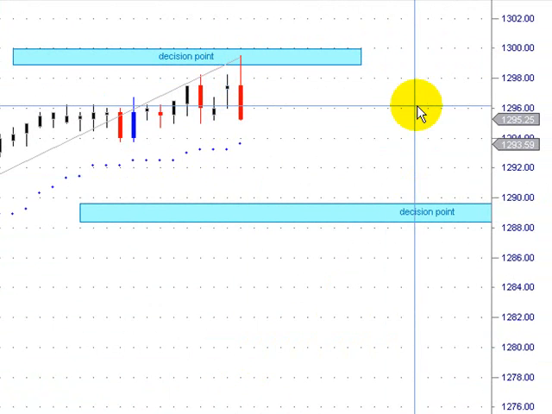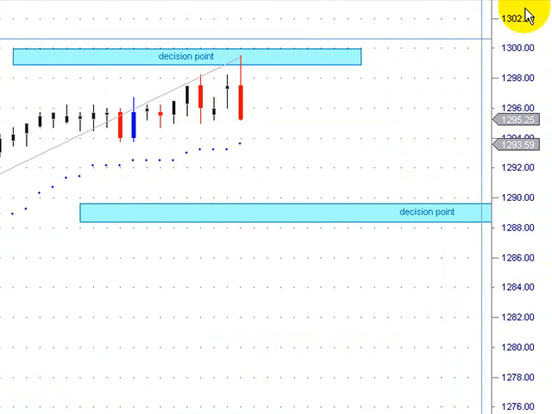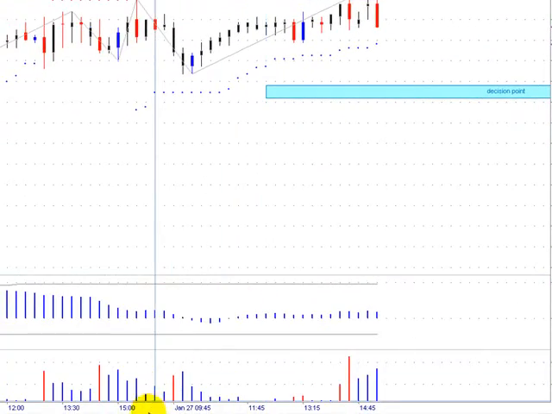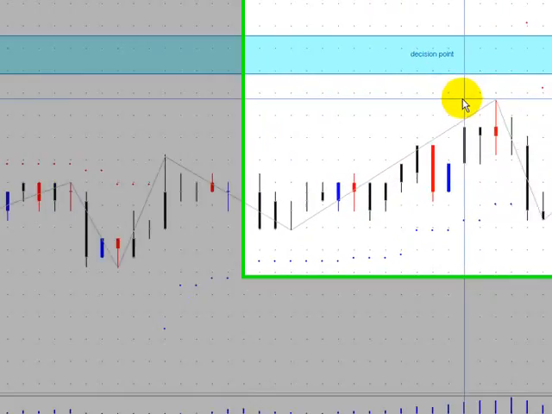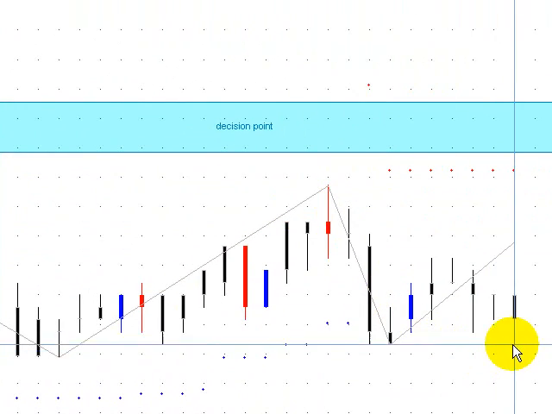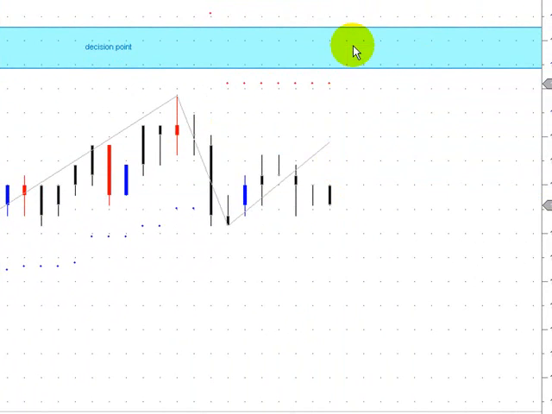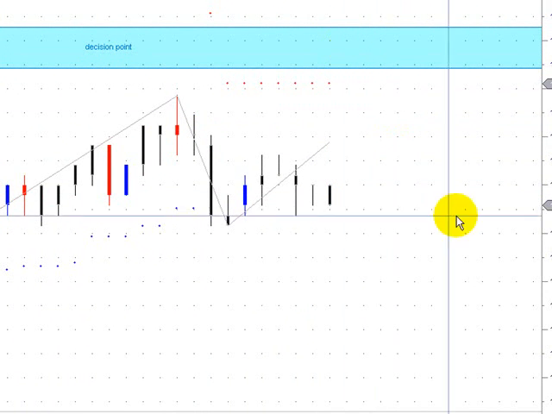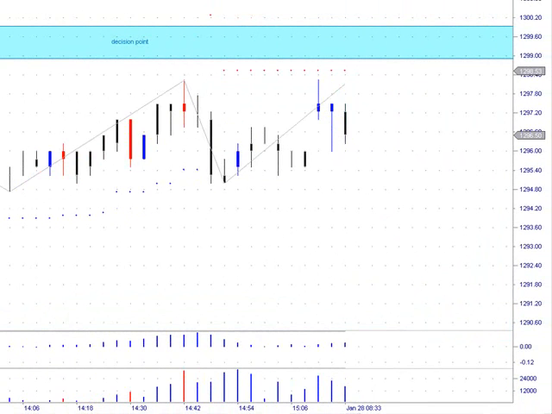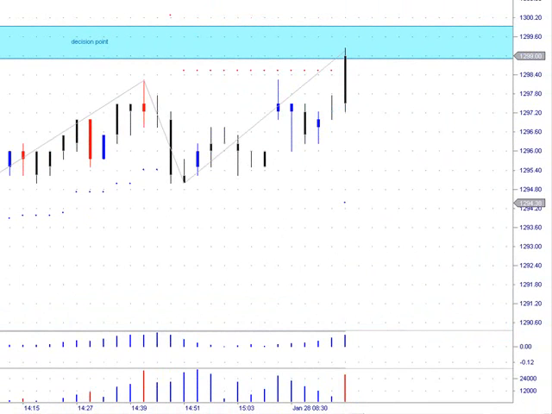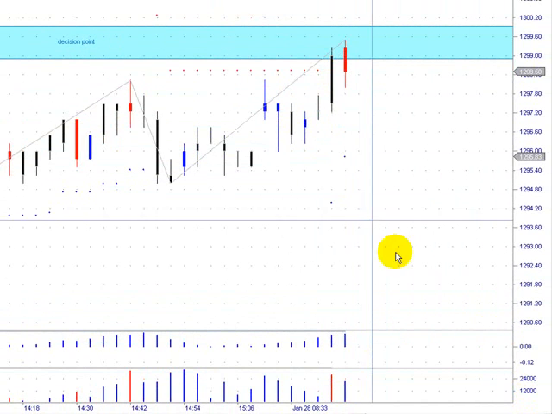So let's take a look on the 3-minute chart at how we did play this in the trading room. Here is our 3-minute chart of the S&P. This was Thursday's close. Here was our 15-minute decision point resistance. As we skip this forward, we had our first move up into our decision point. Now we have to wait for what we call our red sellers bar that the software produces for us, and there it is.